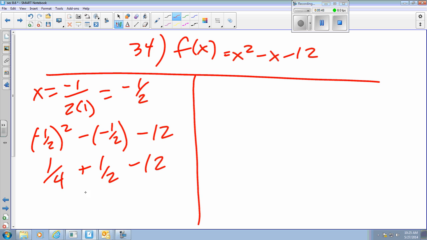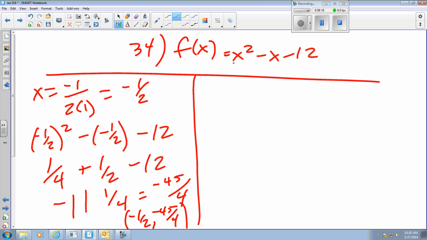So I get, looks like negative 11 and 1/4, which if we change this to an improper fraction, I would get negative 45/4. So I know that my vertex is going to be at negative 1/2, negative 45/4. Yucky. And it's going to open up. To get my x-intercepts, I know my y is equal to 0.